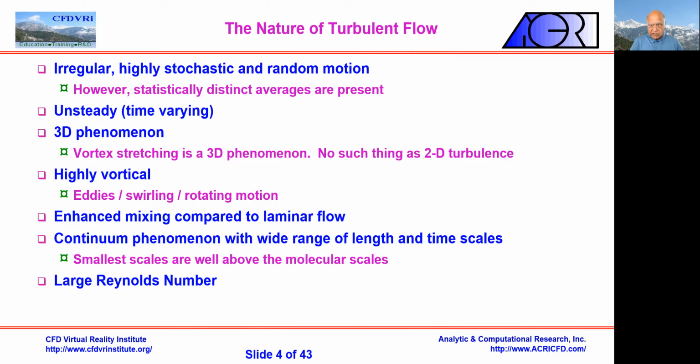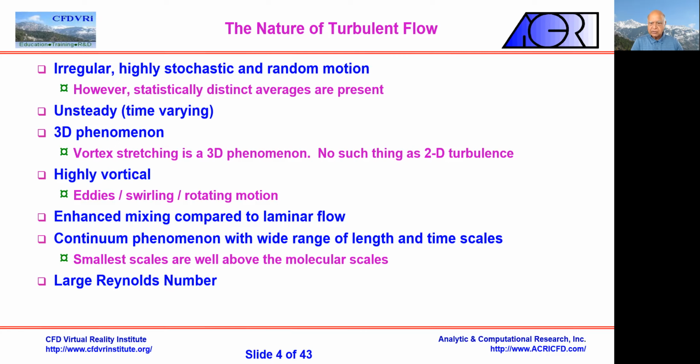It's unsteady, always. There is no such thing as steady turbulence, okay? You can average it for your purposes, but the fluid doesn't know something called steady state turbulence. It's a 3D phenomenon. Again, there's no such thing as 2D turbulence. If you give a fluid a true 2D flow, there will be no turbulence. I guarantee you that. Vortex stretching can only occur in 3D phenomena. It's highly vortical, with eddies, swirling flows, rotating motions, and all those things.